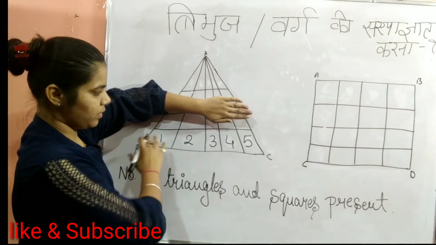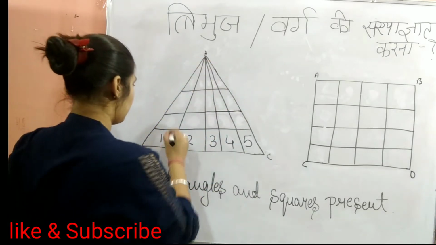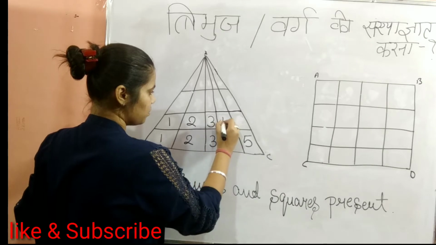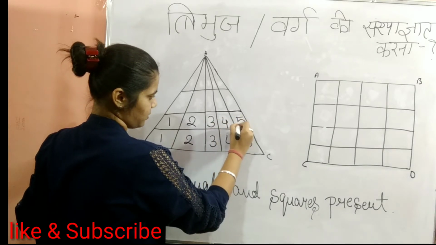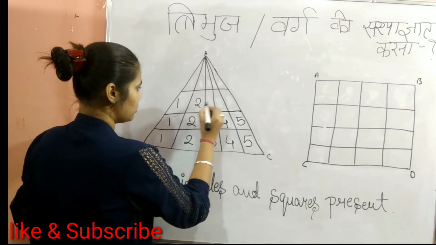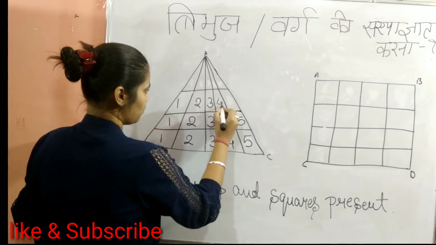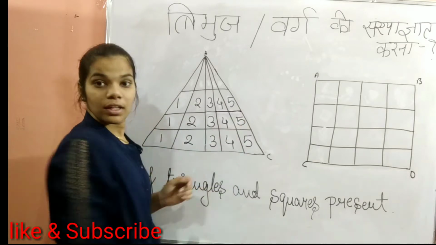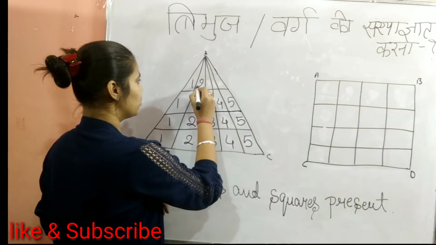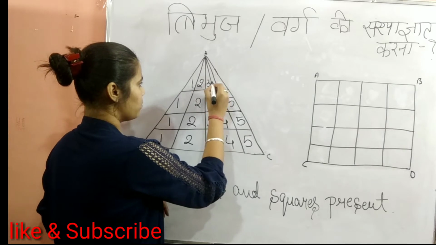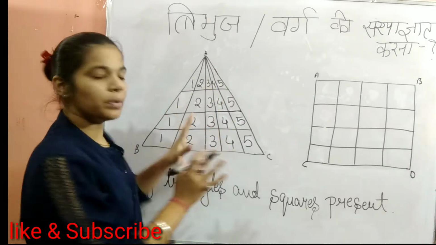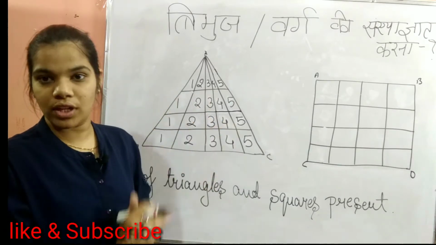First column. Next part. 1, 2, 3, 4 and 5. Third. 1, 2, 3, 4 and 5. Let's go for the fourth column. 1, 2, 3, 4 and 5. So once you are done with the numbering, let's come to the calculation.